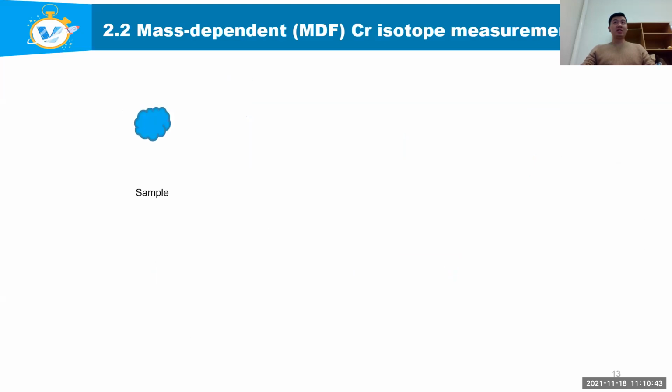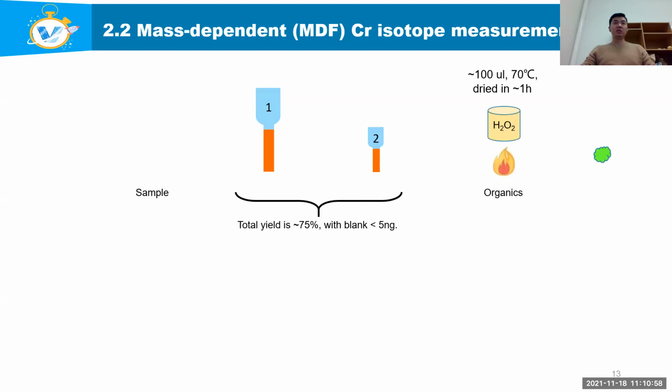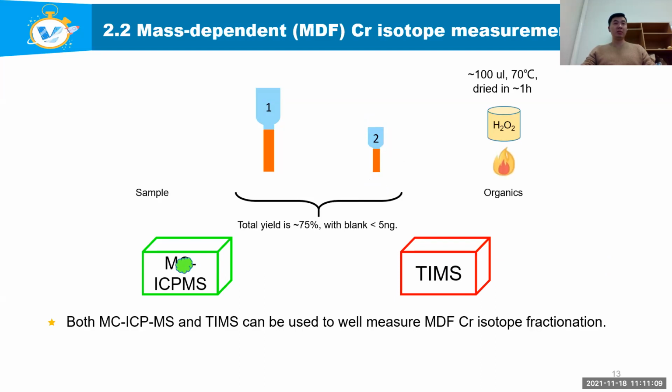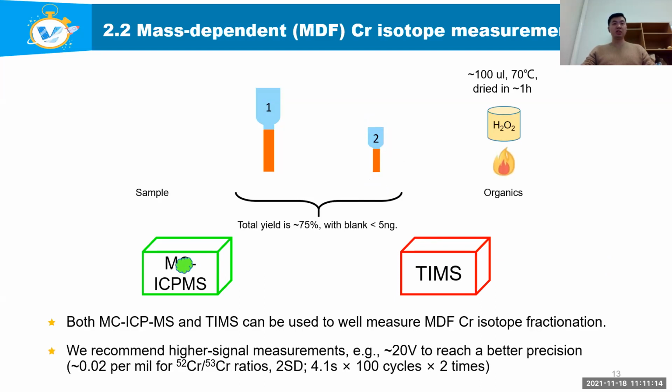And for mass-dependent chromium isotope measurements, we use the double spike technique. Firstly, we add the 2 spikes to the sample and just pass it through an easy column, the two-step column, with a slightly lower yield. But it doesn't matter because the chromium isotope fractionation can be corrected by the double spikes. We can also use both TIMS and MC-ICP-MS to measure the mass-dependent chromium isotope fractionation.